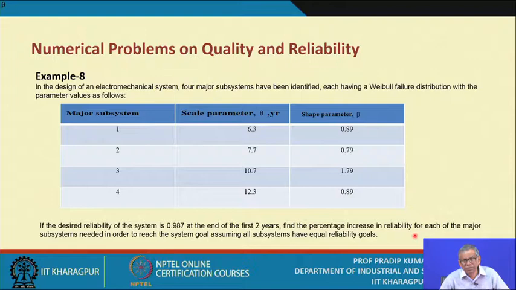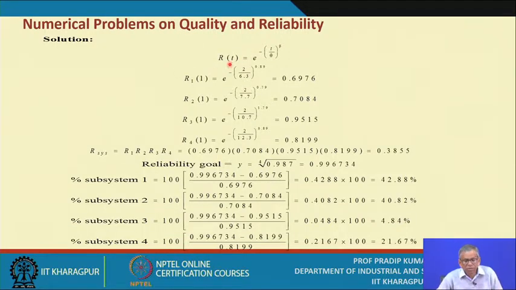Find the percentage increase in reliability for each of the major subsystems. So, these are the major subsystems. How do you proceed? The solution is, for a given system, e to the power minus (t by theta) to the power beta. That means for a single component, assuming that the time to failure is Weibull, this is basically your expression for the reliability for the time period t for a component. Theta is the scale parameter and beta is the shape parameter.